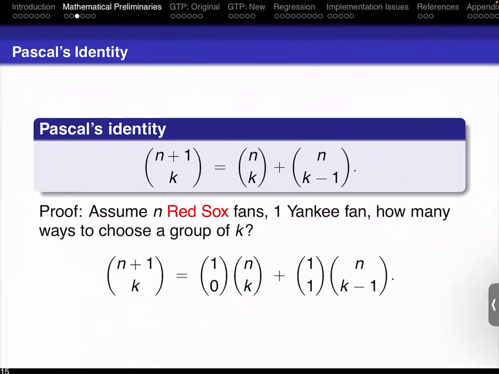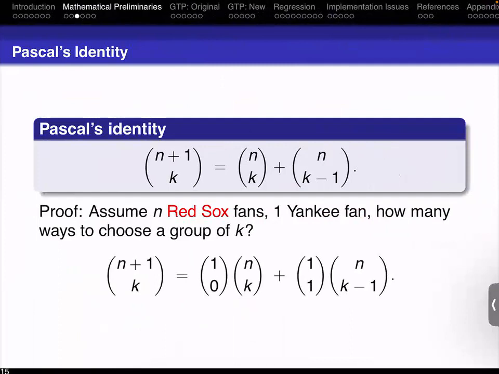Okay, so I'm going to prove Pascal's identity. And since this is a math of sports lecture, I will at least use a sports example. So assume we have n Red Sox fans and we have 1 Yankee fan, and we want to choose a group of k. How many ways can we choose k people from n+1? Well, that's just the definition of a binomial coefficient. It's just n+1 choose k. But I can split into 2 cases.